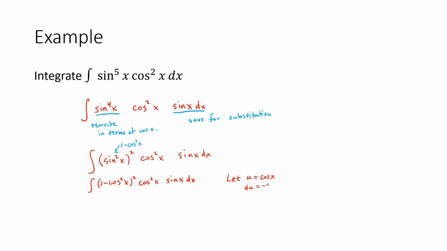Du becomes negative sine. And now we have negative from that negative there, right? Negative du. So the sine x dx here becomes negative du. So I'll just put the negative out front. Then we got 1 minus u squared, quantity squared, and then another u squared out here.